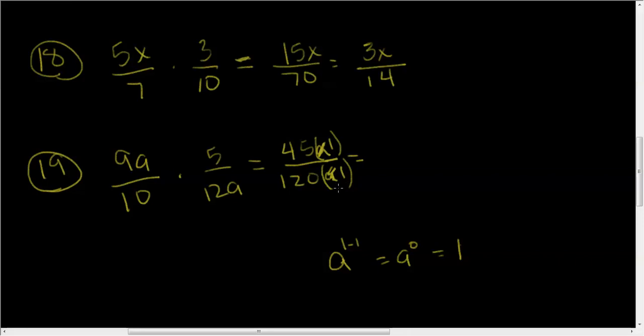I know that 5 goes into both of those. 5 goes into 45 9 times, and 5 goes into 120 24 times. That sound right? And let's see. 3 goes into both of those, so 3 goes into 9 3 times. 3 goes into 24 8 times, so the answer is 3/8.